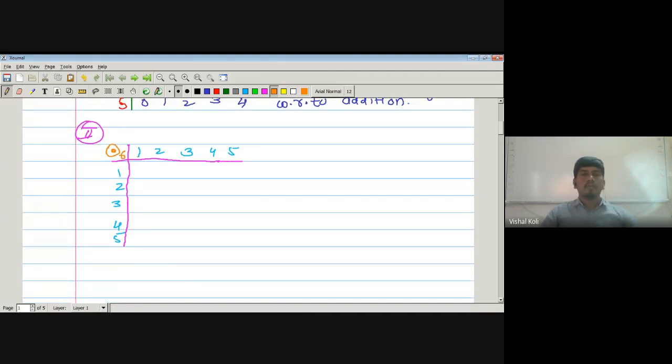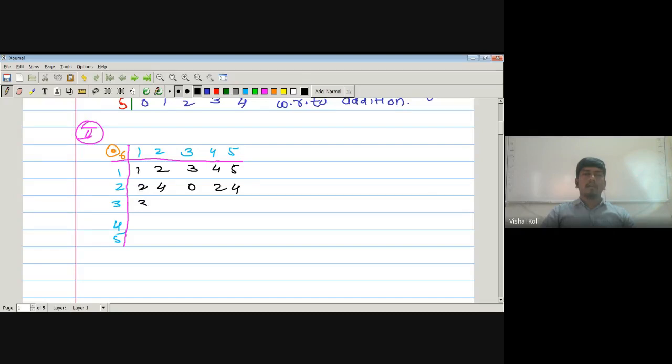Now, 1 into 1 will be 1. 1 into 2, 2. 1 into 3, 3. 1 into 4, 4. 1 into 5, 5. 2 into 1, 2. 2 into 2, 4. 2 into 3, 6. But under modulo 6, the value of 6 will be 0. 2 into 4, 8. 8 divided by 6, remainder will be 2. 2 into 5, 10. 10 divided by 6, remainder is 4.